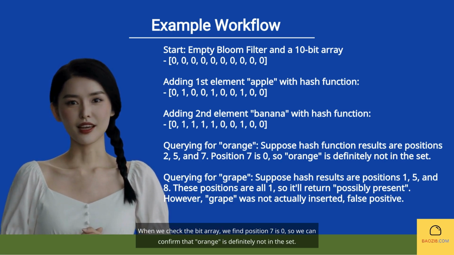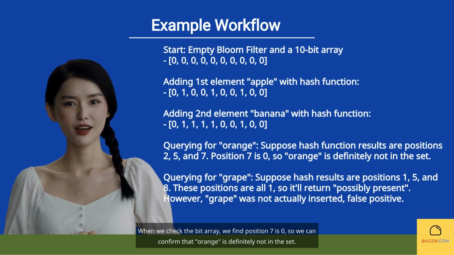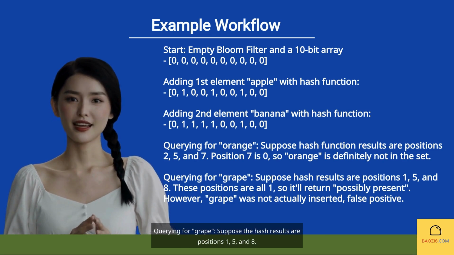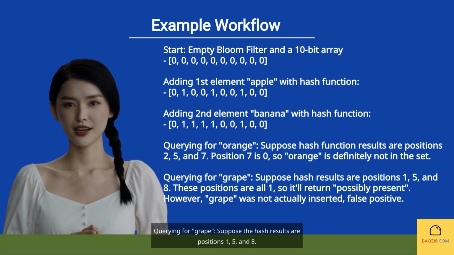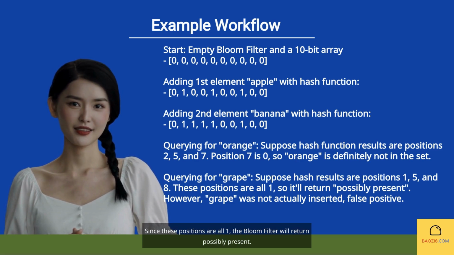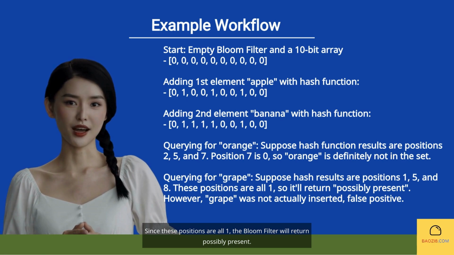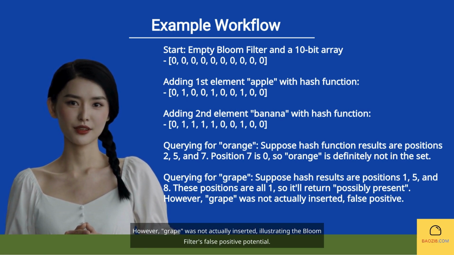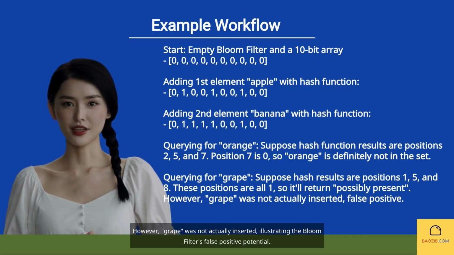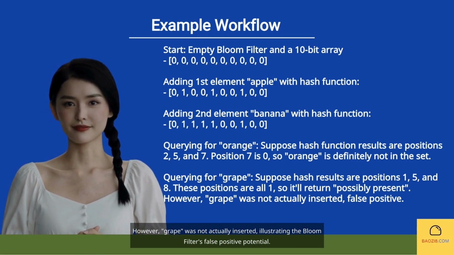When we check the bit array, we find position 7 is 0, so we can confirm that orange is definitely not in the set. Querying for grape, suppose the hash results are positions 1, 5, and 8. Since these positions are all 1, the Bloom filter will return possibly present. However, grape was not actually inserted, illustrating the Bloom filter's false positive potential.